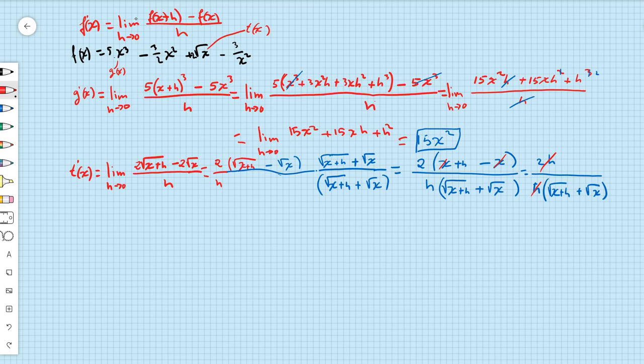Now notice I didn't write the limit all the way, so go ahead and write those. Every step, you have to write the limits. So h goes to 0, same here, limit, and h goes to 0, same here as well.